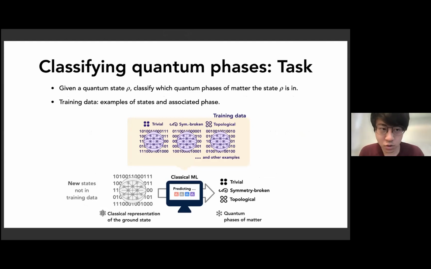Now in the machine learning setting, we're going to look at a supervised setting. Basically, we're going to have this training data, which tells us, for a given state, what the corresponding phase is. For example, this state corresponds to trivial, this state corresponds to symmetry broken, etc. Now the goal of the classical ML model is that, given a new state that's not inside this training data, it wants to make a good prediction for the phase of matter.